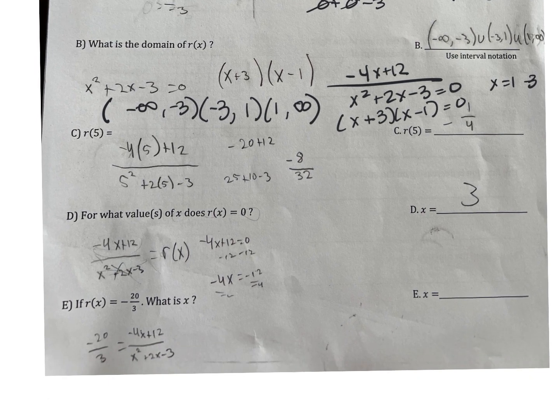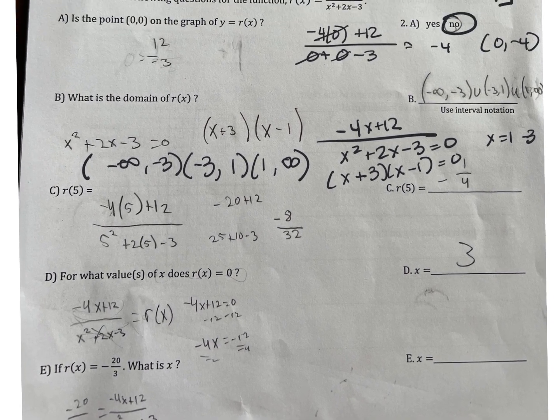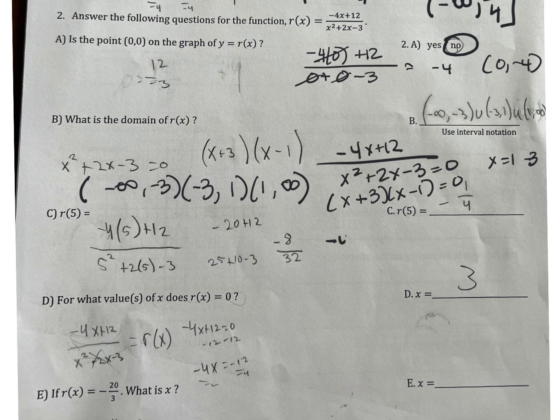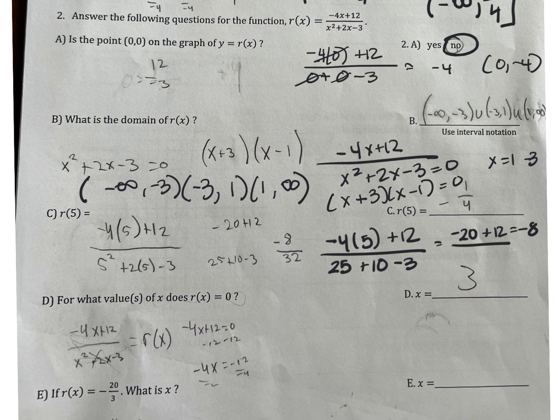All right, so what's r of 5? Well, let's plug in 5 and find out. -4 times 5 plus 12 over 25, which is 5 squared, plus 10, which is 2 times 5, minus 3. -20 plus 12 is -8. 35 minus 3 is 32. Negative over positive. 8 goes in exactly 4 times. So this is indeed -1/4.